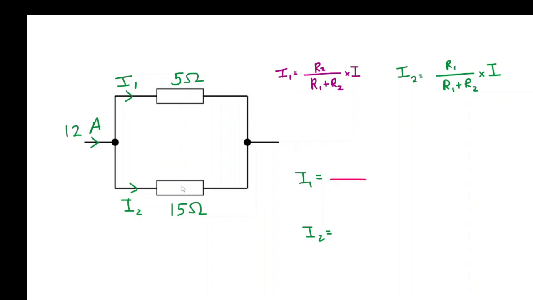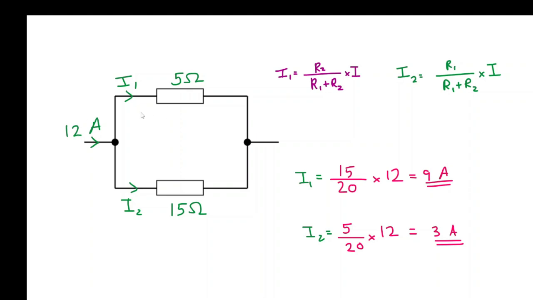To get I1, we need the other resistor, which is 15, over the total resistance, which is 15 add 5 is 20, multiplied by 12. Now that gives me 9 amps. Let's try the other one. To get I2, the other resistor, which is 5, over the total resistance 20 multiplied by 12, and that gives you 3 amps. Now you can clearly see 9 add 3 gives you this 12. So that means the conservation of charge is working.